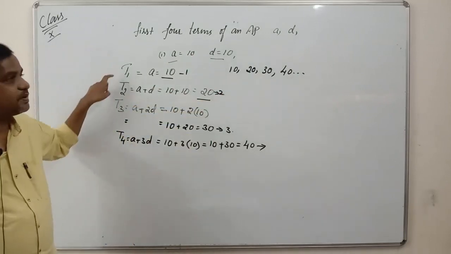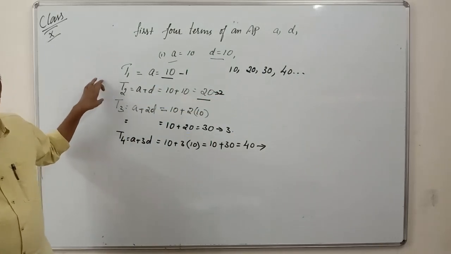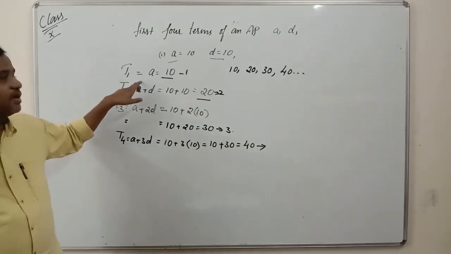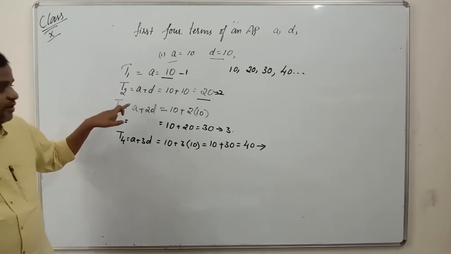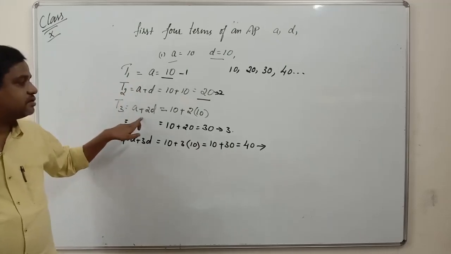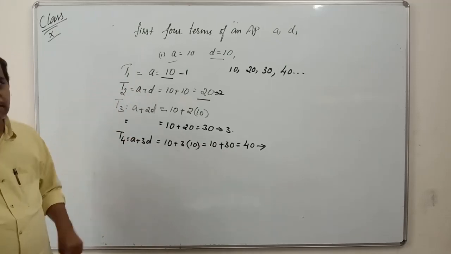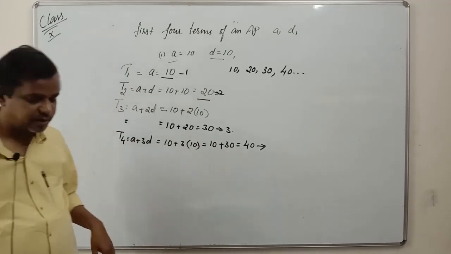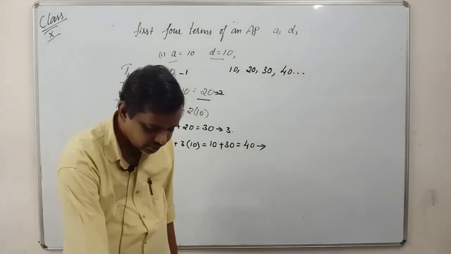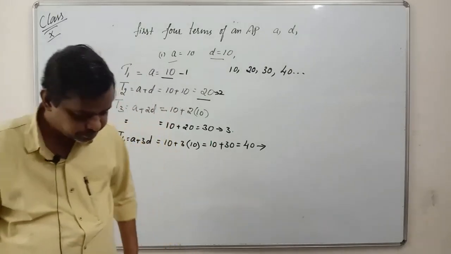This is the reason why I showed you in the beginning: T1 equals A, T2 equals A plus D, T3 equals A plus 2D, and it goes on continuing. However many terms you want to find, you can find them in this way only. Okay, so let us take the second one. Copy this one.